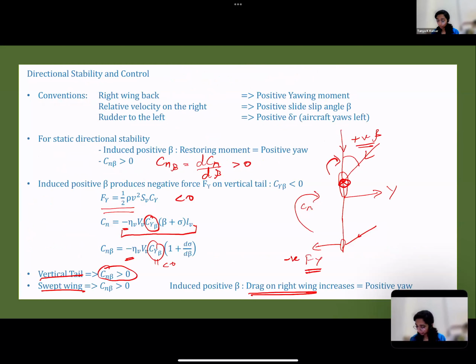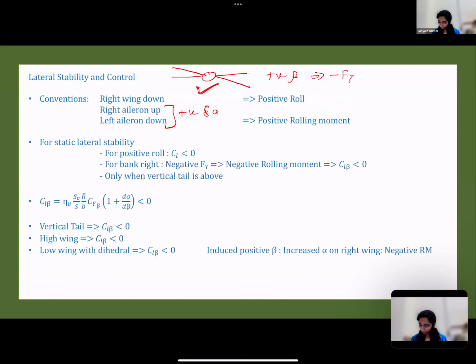For positive beta, you had negative Fy. So when you have negative Fy and it's produced at the vertical tail, and the vertical tail is placed above the fuselage, your aircraft is something like this. Here is where the force acts, and it acts in this direction. This is your Fy, but your CG is along here.